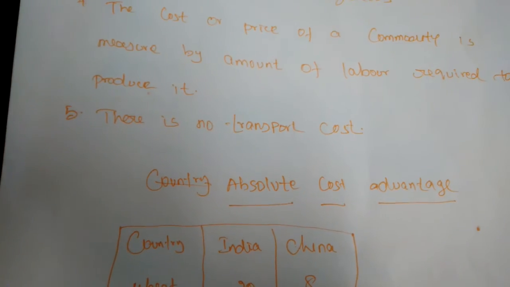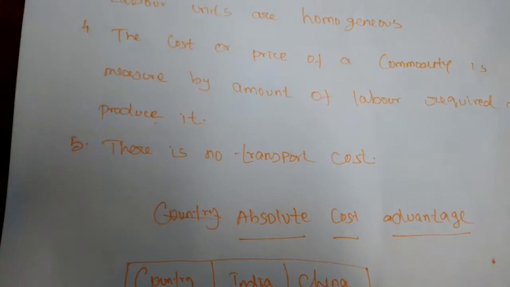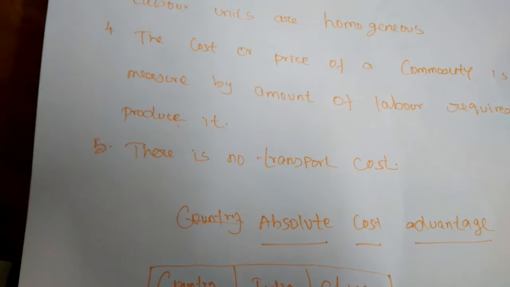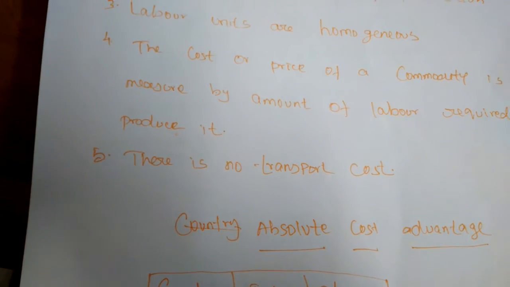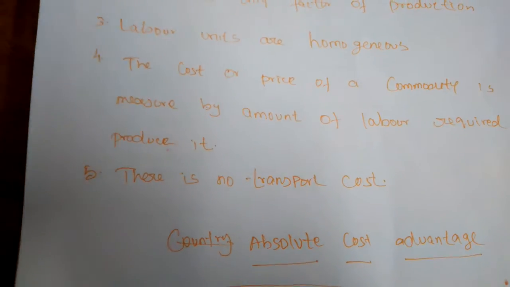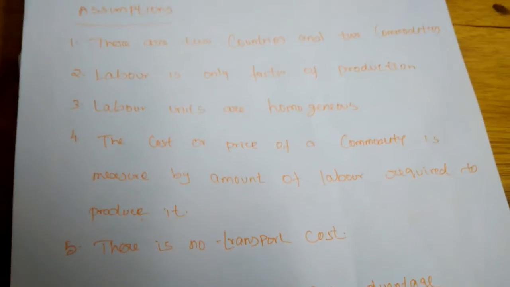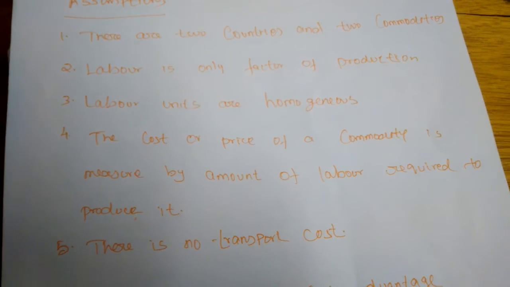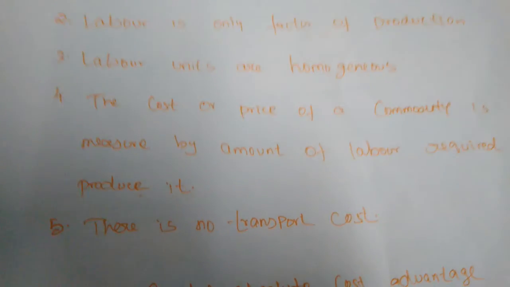This is the main assumption. Next, there is no transport cost. In international trade, transport cost is considered on the basis of the constitution of every nation, but here there is no transport cost. So these assumptions must be taken into account when explaining the theories.